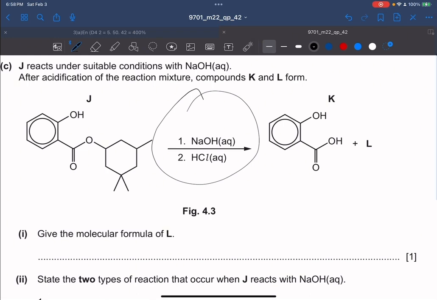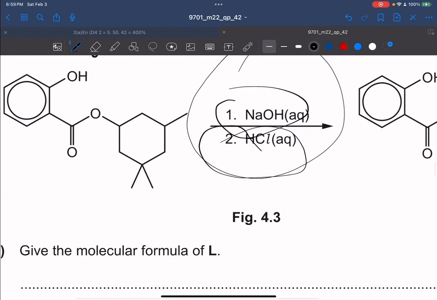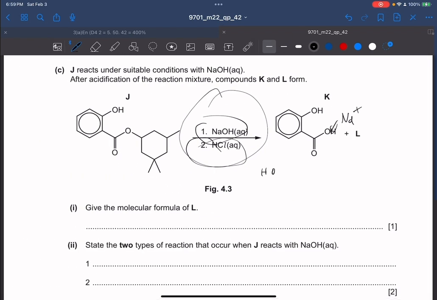J reacts in after acidification. So it's going to form NaOH, react with NaOH first to have that hydrolysis, and then you're going to add an acid. The reason why that acid is going to be important is because when you react with Na, this part is actually supposed to be Na plus, but the HCl substitutes that and it reacts. So what we're left with on L is actually this compound.